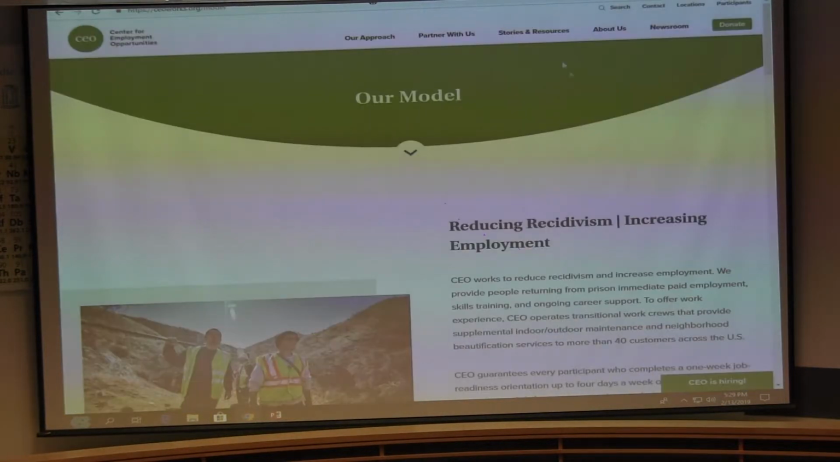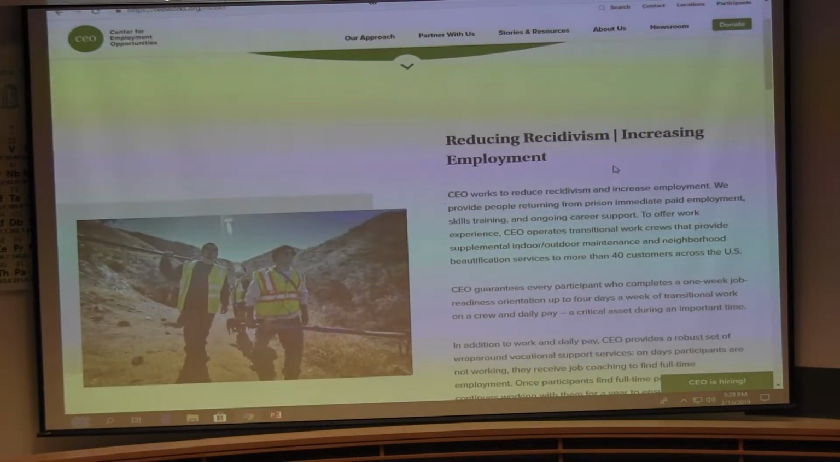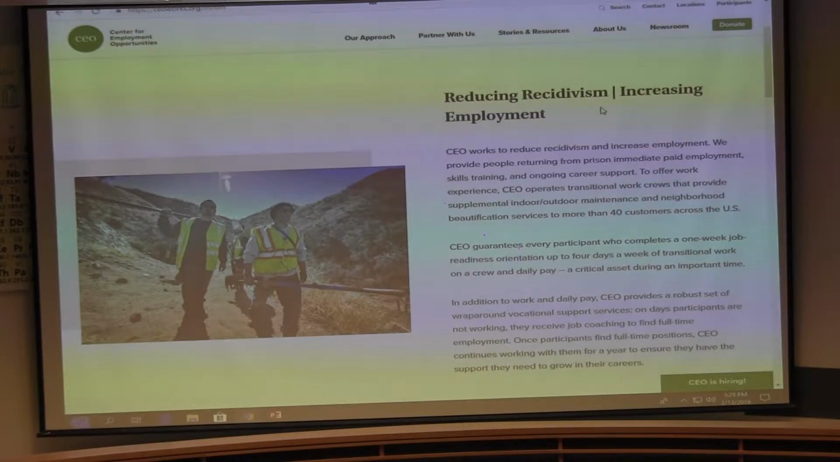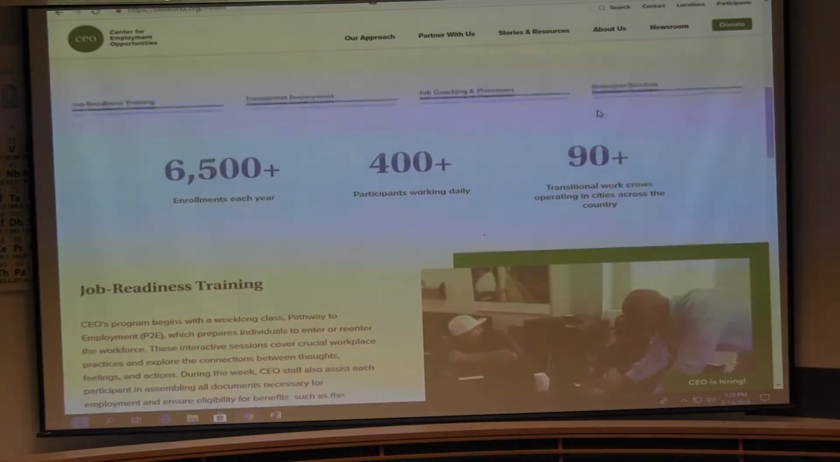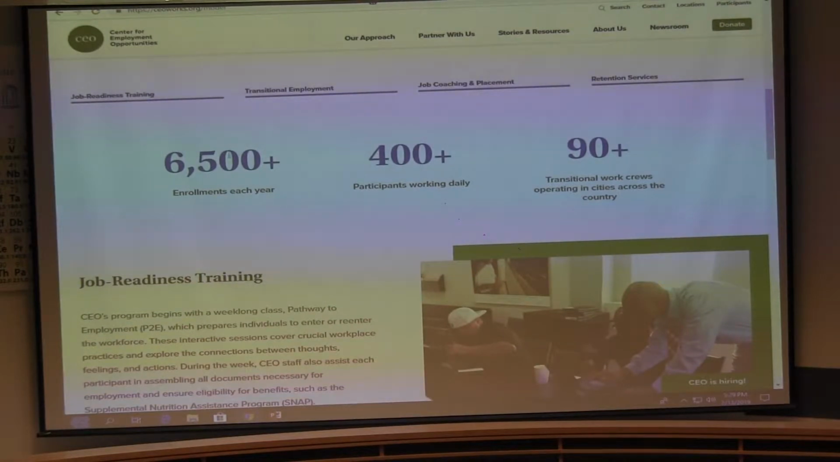So another job training program that's not as much for-profit oriented is called CEO. Their goal is to reduce recidivism and increase employment. It's an employment training program for hard to employ individuals in a community. So here's how they track it. How many people are going through their employment program? How many are working daily? What kind of crews they have operating?